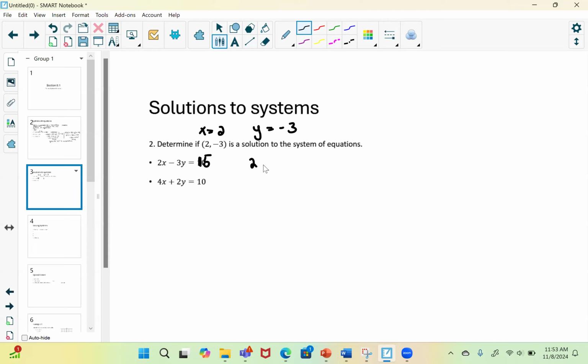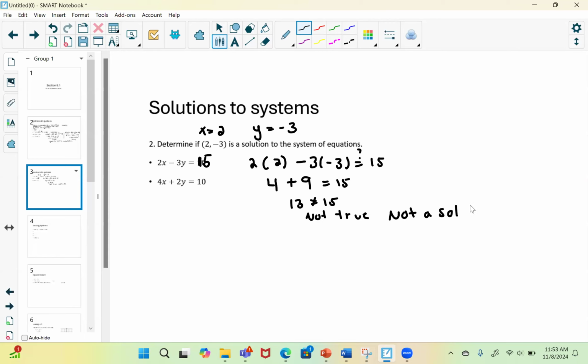So we're going to plug it in. We have 2 times 2 and then -3 times -3, and we're trying to see, does that equal 15? 2 times 2 is 4. -3 times -3 is +9, so I'm going to have +9. 4 plus 9 is 13, and so this is not true. So it is not a solution.